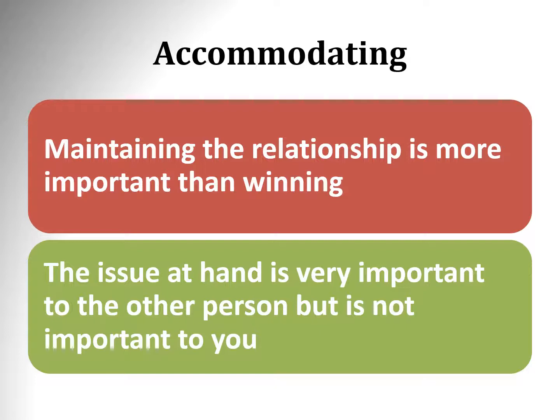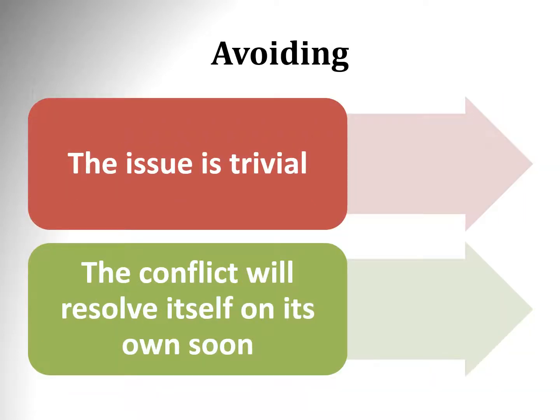The last approach in the TKI model is to avoid the conflict entirely. People who use this style tend to accept decisions without question, they avoid confrontation, and they delegate difficult decisions and tasks. Avoiding is another passive approach that's typically not effective, but it does have its uses.